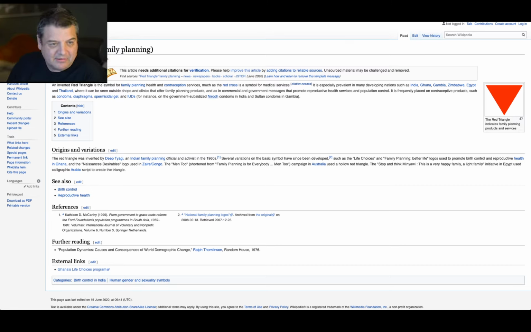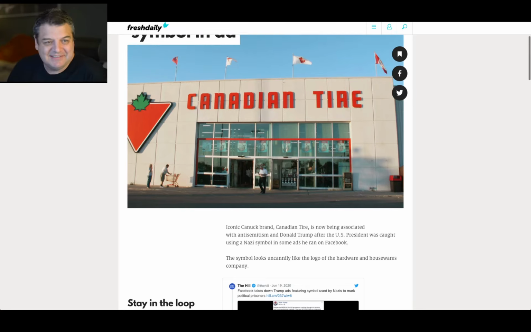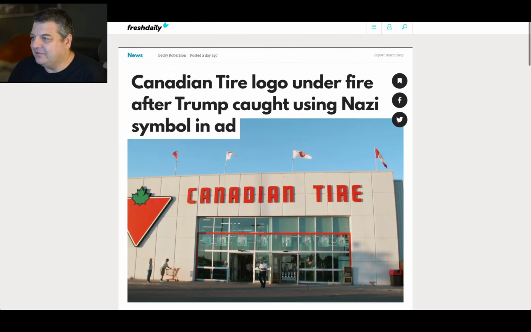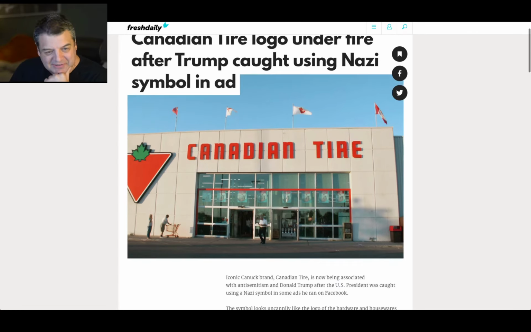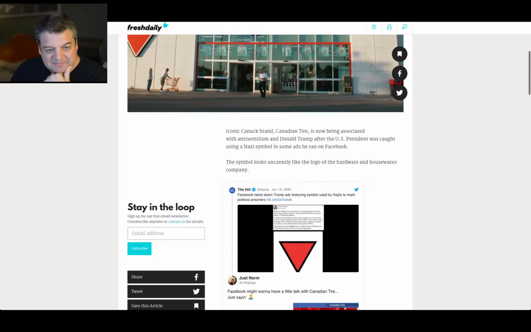Here we go. So, Neroda condoms in India and Sultan condoms in Gambia. They've got that symbol on there as well. But the funniest one I saw, someone's got a sense of humor in Canada, because Canadian Tire, that's their symbol as well. Oh dear. So they're saying Canadian Tire logo under fire after Trump caught using Nazi symbol in ad. It's just getting ridiculous, guys. I'm telling you, it's only going to get worse heading towards the election.